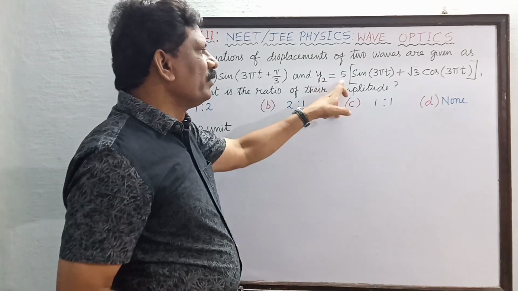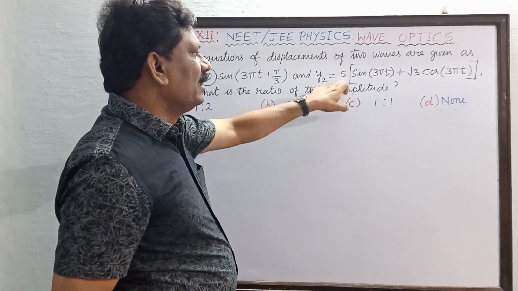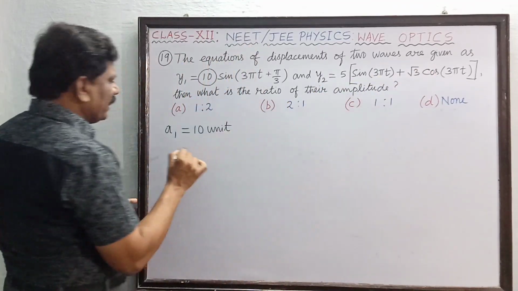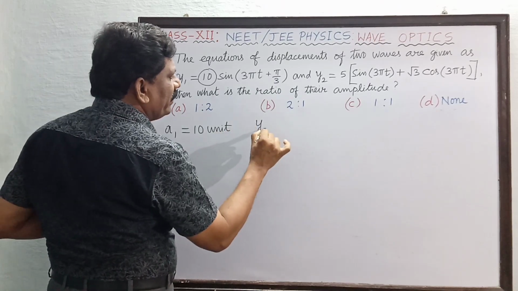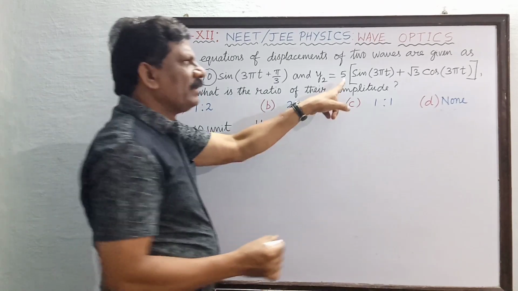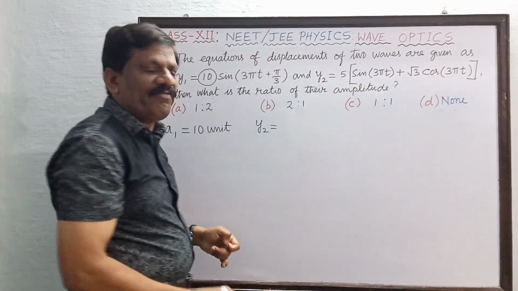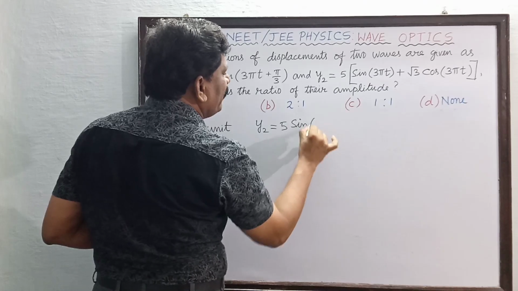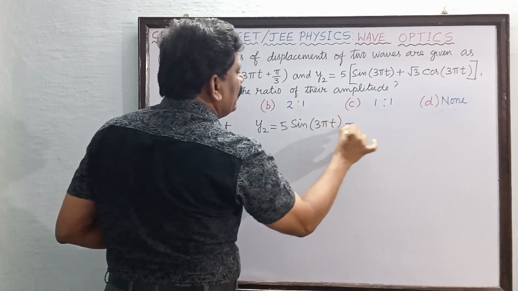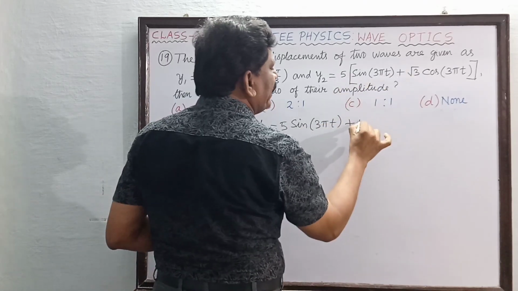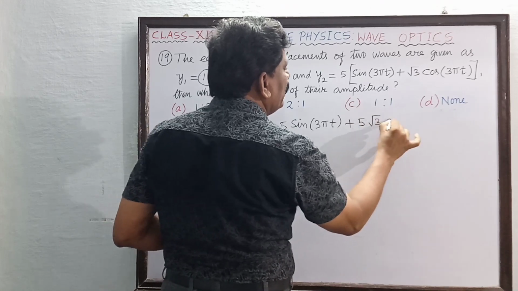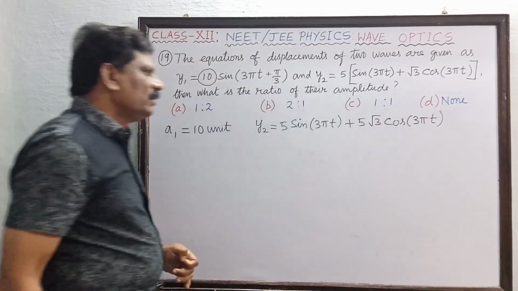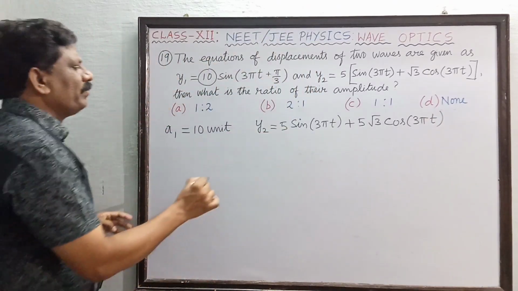But here in the second equation, 5 is common for both the sine term as well as the cos term. So I write y2 separately. I open up the bracket after this number 5. So this can be written as 5 into sine of 3 pi t plus 5 root 3 into cos of 3 pi t. So now how to calculate this amplitude A2?